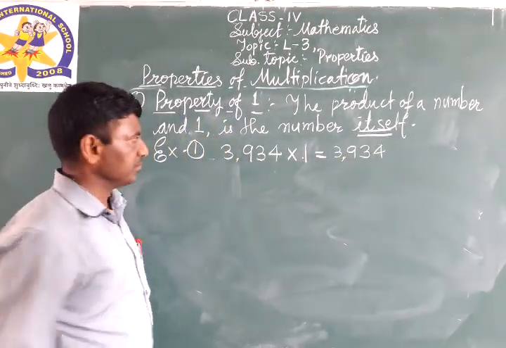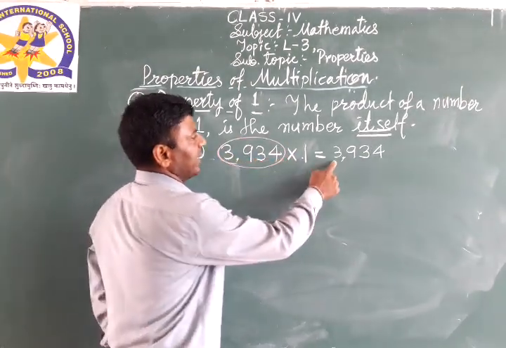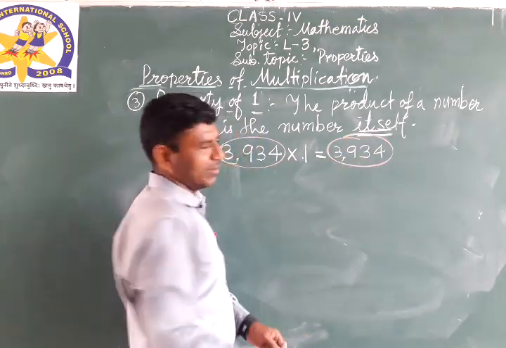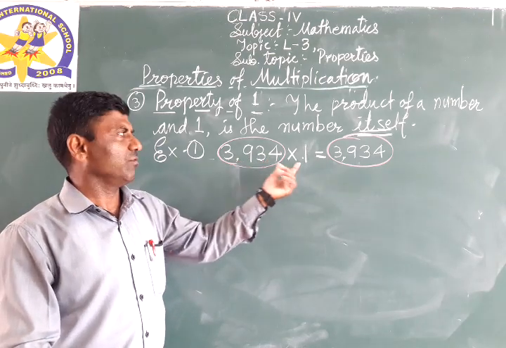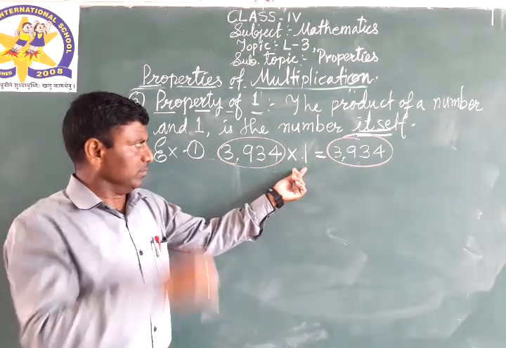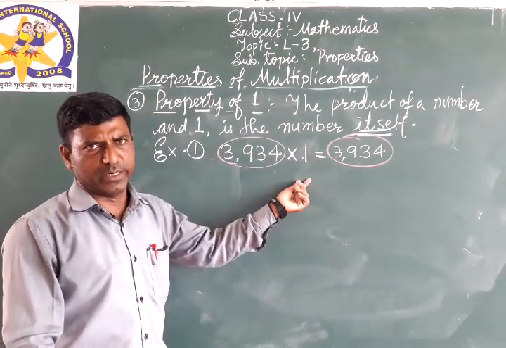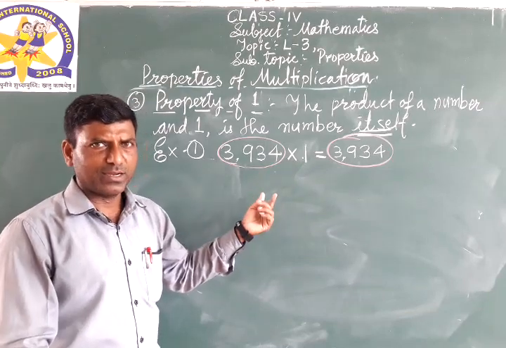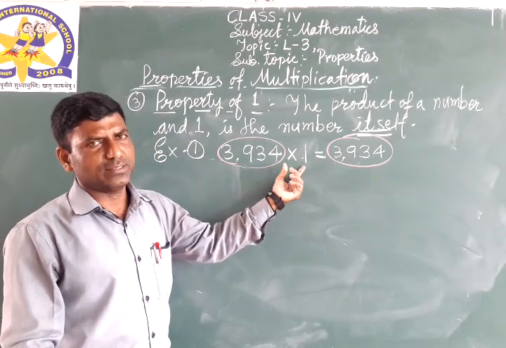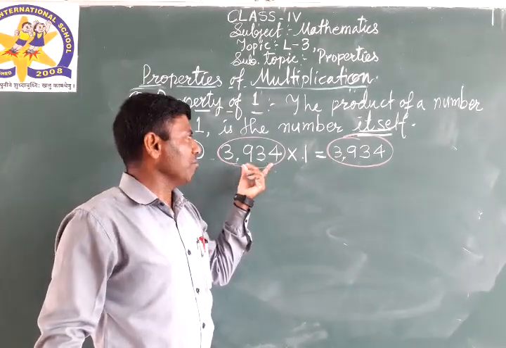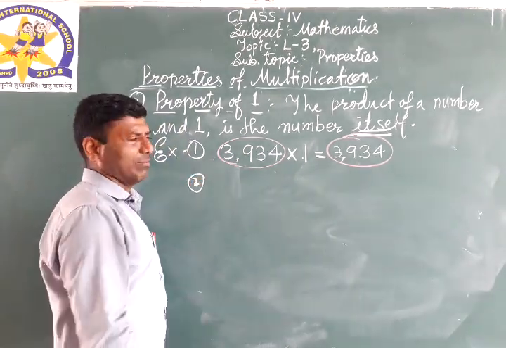Now check, 3934. It means if we multiply a number by 1, or 1 to any number, if you multiply 1 to a number or a number by 1, the answer will be the number itself. Let's take another example, so your idea will be clear again.